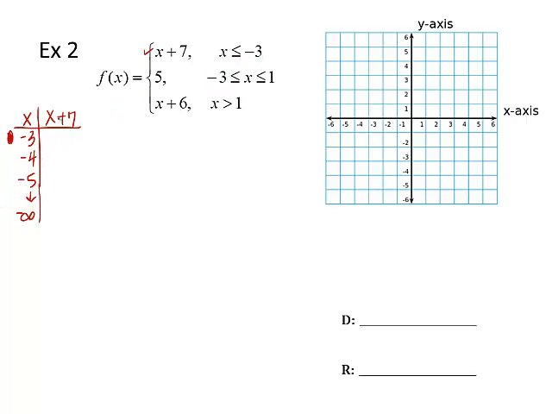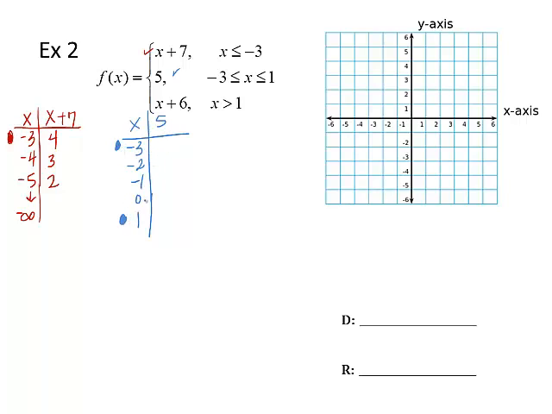So now I plug these values into the equation. Negative 3 plus 7 is 4. Negative 4 plus 7 is 3. Negative 5 plus 7 is 2. This equation just says 5. Well, look at your values though. It starts at negative 3 and it's a closed circle. x is greater than negative 3, but less than 1. So I'm going to go all the way to 1, and it's a closed circle here. So this has a beginning and an end. I don't put infinity on this one because it has a distinct beginning and ending.